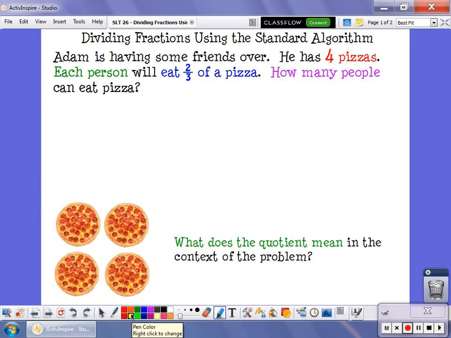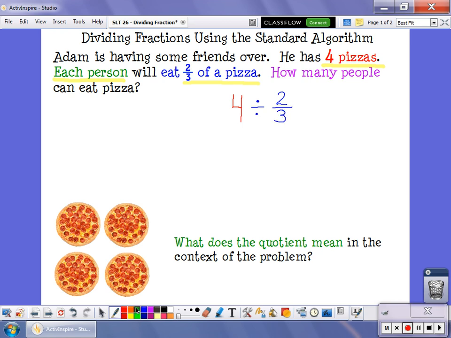Adam is having some friends over. He has 4 pizzas, and each person will get 2/3 of a pizza. So how many people can eat pizza? Well, let's start with our equation. We know that Adam has 4 pizzas. He's having some friends over, and each person is going to get 2/3 of a pizza. So we need to take those 4 pizzas and divide them into groups that are 2/3.